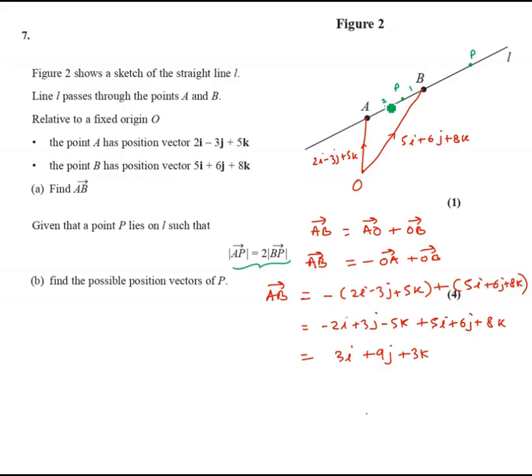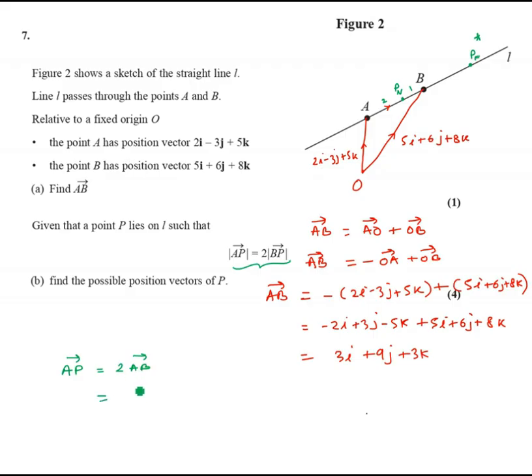So this is one part, this is two parts, so there are two possibilities. So let's consider the possibility of this one first. Now if this is the case, then you can write the AP vector. Let's just call it P far, and this is P near. So for P far, AP will be twice BP, which means AP is twice AB. So the AP vector can be written as twice the AB vector.